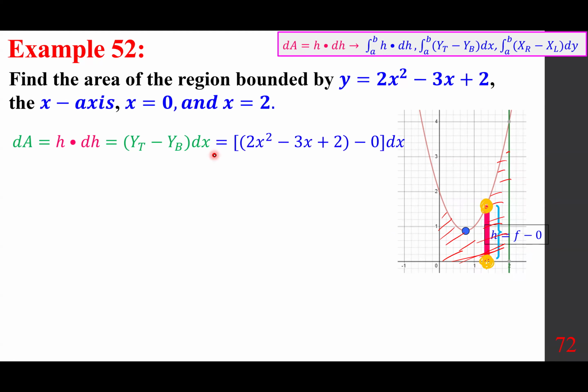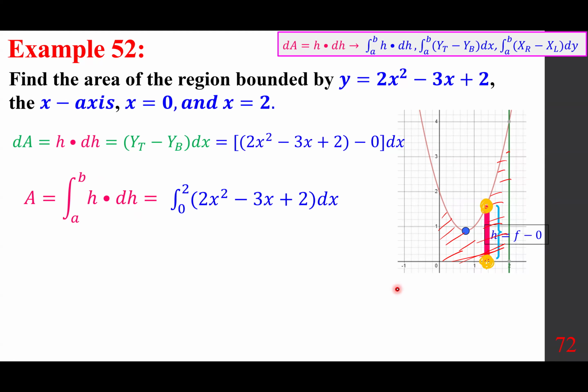And all you have to do is integrate this from a to b. That's all. So the area is the integral from a to b of h dh. h is this, dh is dx. And that's the hardest part. Now everything else is easy because we know integration and we should have no problem finishing it off.